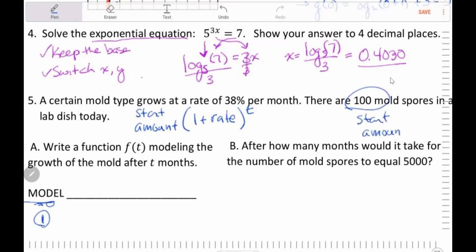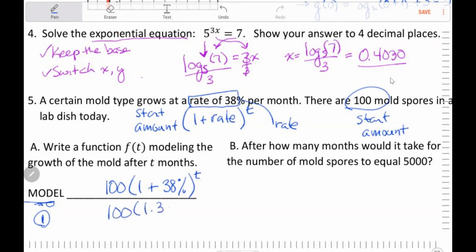All right, so there's our start amount, 100. And then 1 plus, and here's our rate. It says right here, there's our rate, 38%. And we're going to have that to the t. Now it's probably useful to change this to 1.38 to the t.